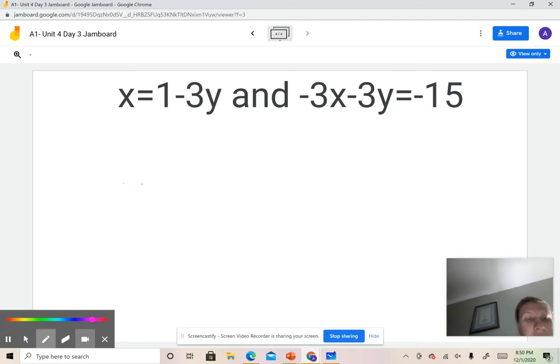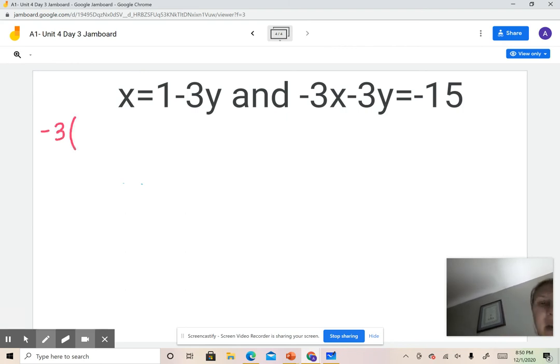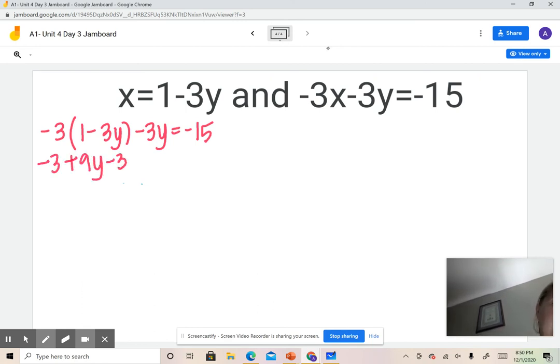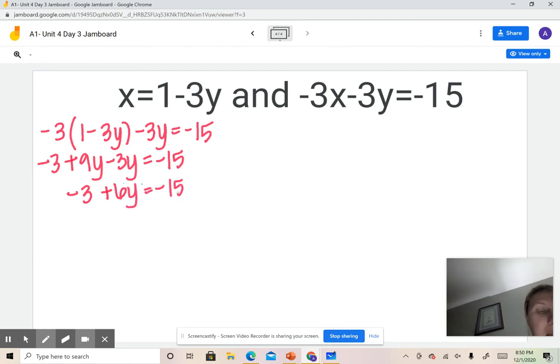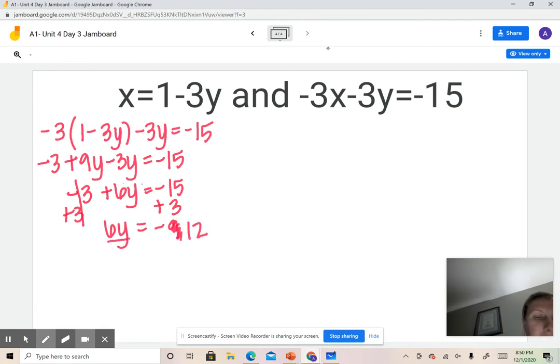Okay. Now this one, you have the x value, and it doesn't matter. So negative 3, instead of x, it's going to be 1 minus 3y, minus 3y equals negative 15. Distribute the negative 3, so negative 3 plus 9y minus 3y equals negative 15. So you have negative 3 plus 6y equals negative 15. Add 3 to both sides. So you have 6y equals negative 12, I apologize. Divide by 6 on both sides, so y equals negative 2.